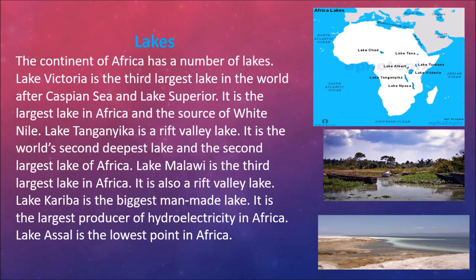Lake Malawi is the third largest lake in Africa. It is also a Rift Valley lake. Lake Kariba is the biggest man-made lake. It is the largest producer of hydroelectricity in Africa. Lake Assal is the lowest point in Africa.